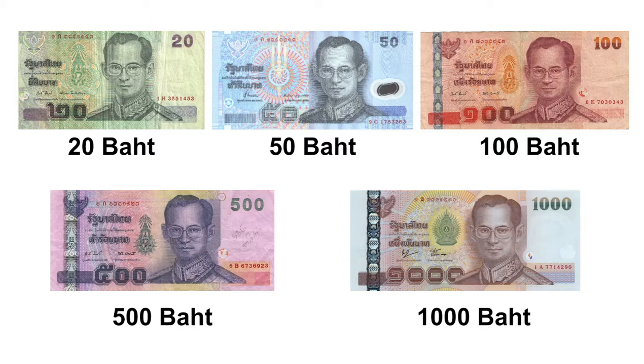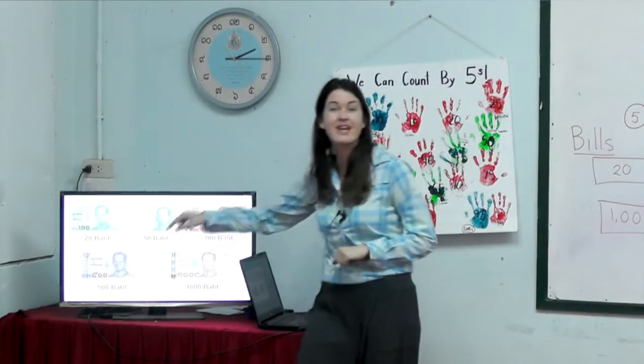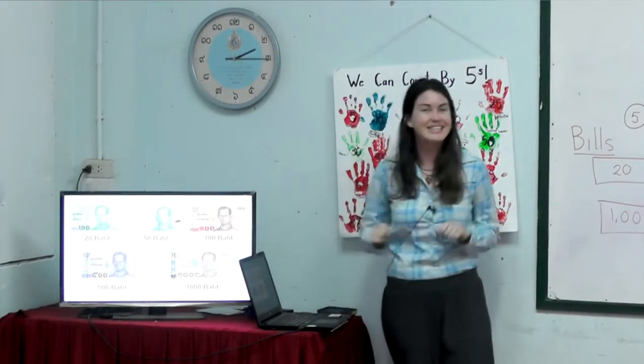That's cool. Very nice. Let's go through them again, friends. We have how much? 20 baht. 100 baht. 50 baht. 500 baht. 20 baht. Good. 100 baht. 500 baht. Very nice. That's it. Good job, friends.